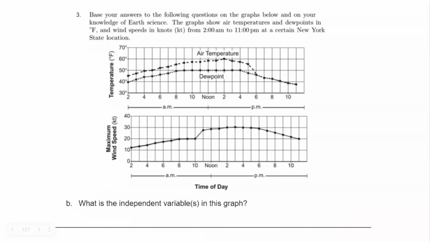So B, what is the independent variable in this graph? There can be more than one independent variable. So let's see. I have the time of the day that's changing. I have the maximum wind speed that's changing. I have the dew point changing and the air temperature changing. The dew point is also the type of temperature. So to find the independent variable, the variable that's not impacted by anything else, it would be the time of the day, because the time of the day is not affected by the wind speed, air temperature, or dew point temperature, but the other things are dependent on the time of the day. So I'm just going to write time of day.